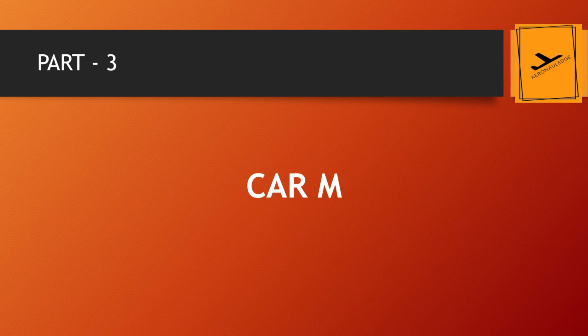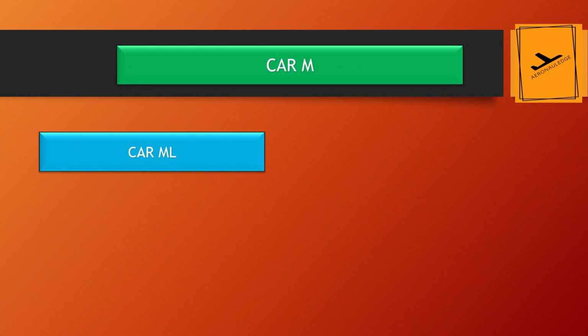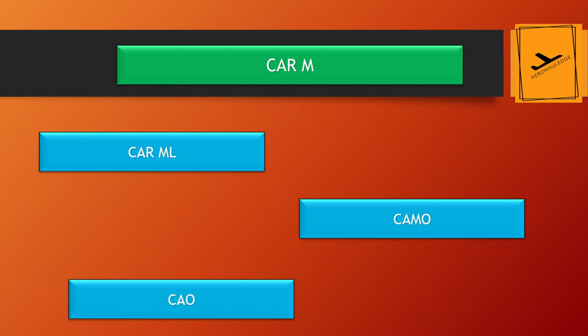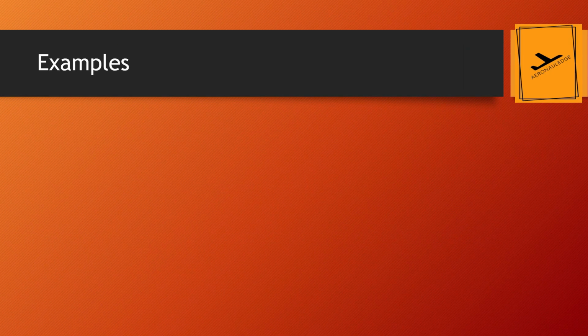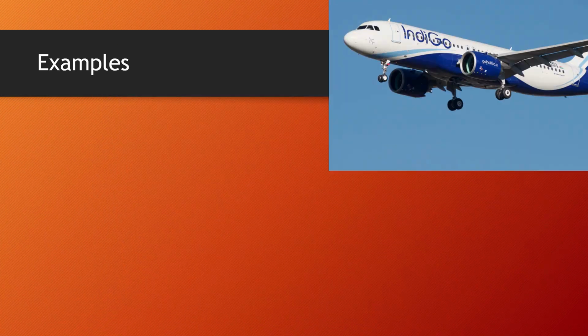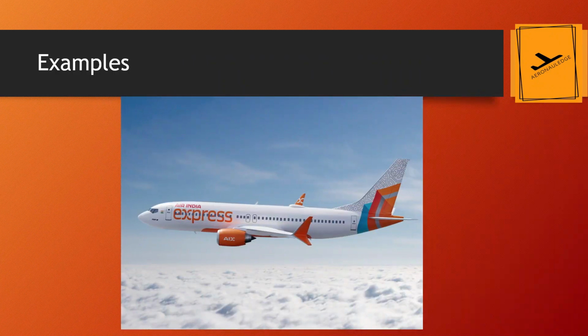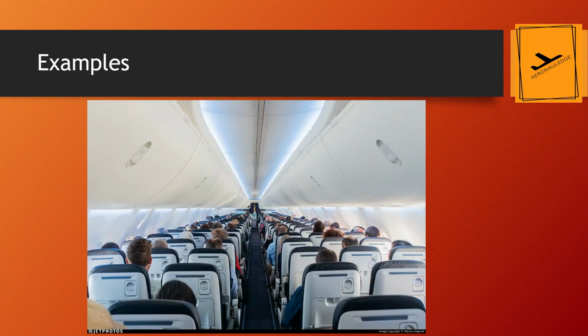CAR M is the main regulation governing continuing airworthiness requirements. Think of CAR M as the parent regulation. CAR M, then CAR ML, CAMO, and CAO. CAR M mainly applies to commercial air transport, complex motor-powered aircraft, and aircraft requiring full continuing airworthiness management. For example, Air India A320, IndiGo A321, Air India Express Boeing 737. These aircraft carry hundreds of passengers every day. Therefore, they require stricter regulatory oversight.